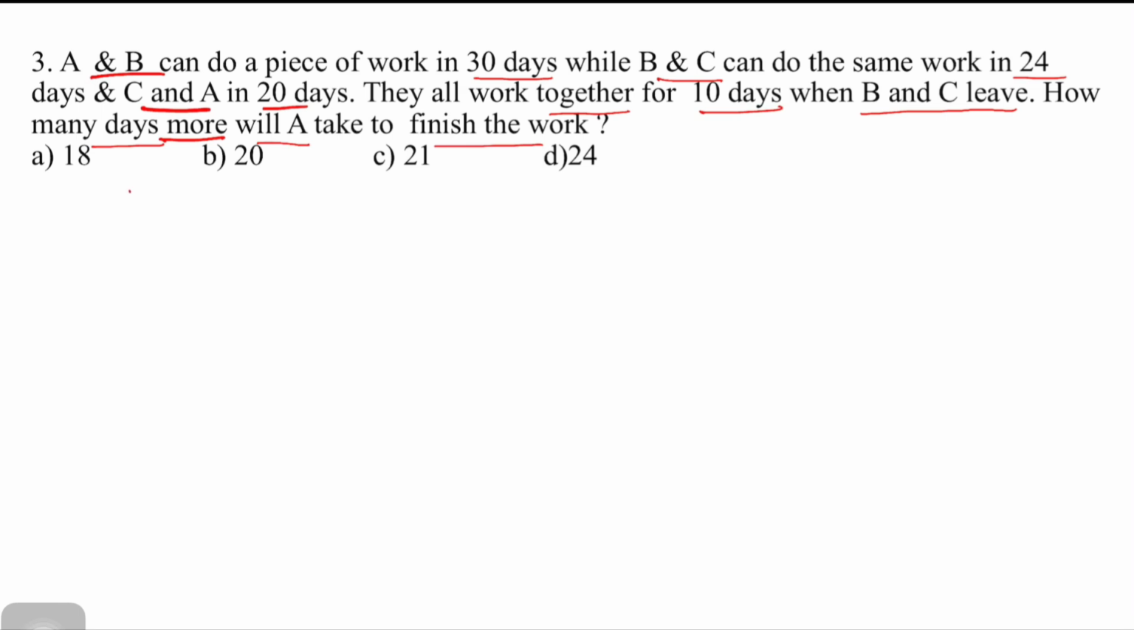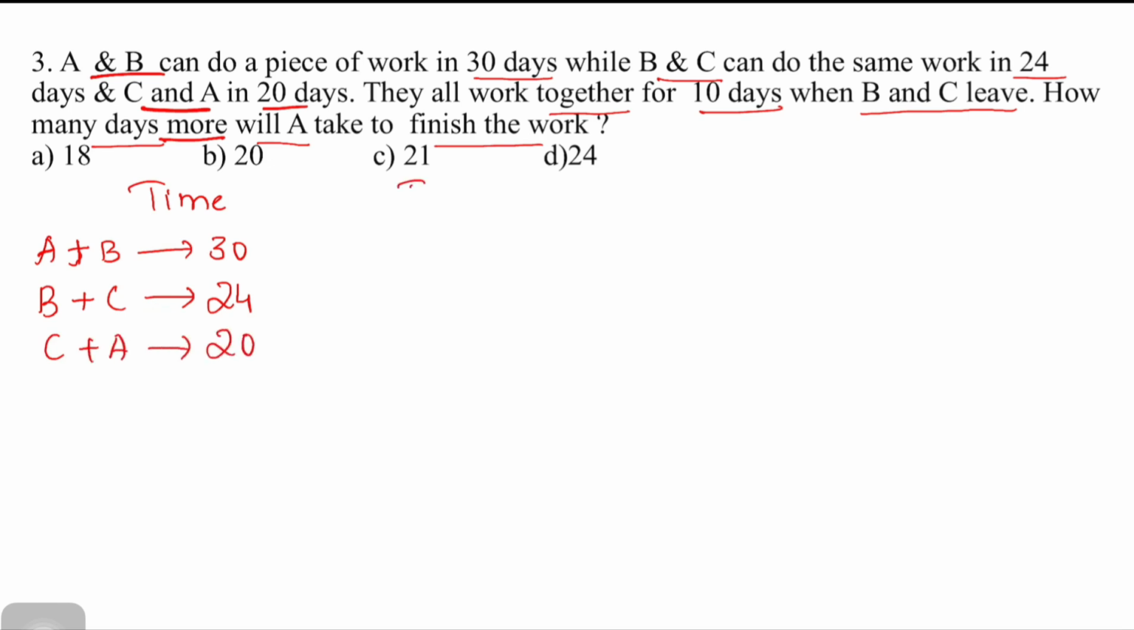Okay, so first, the time of A and B. A and B together will complete the work in 30 days, B and C together in 24 days, and C and A together in 20 days. So the total work is how much? LCM of all these three is 120. So the total work is 120 units. This is the LCM.